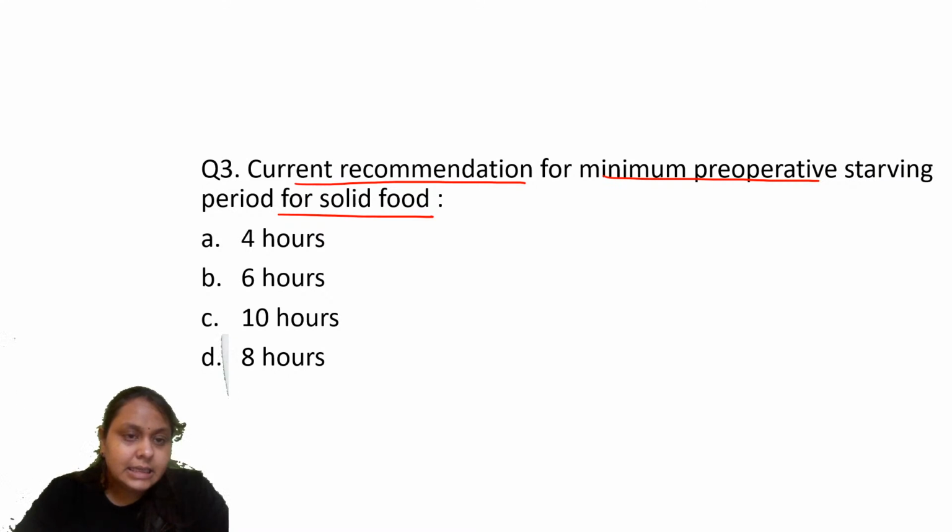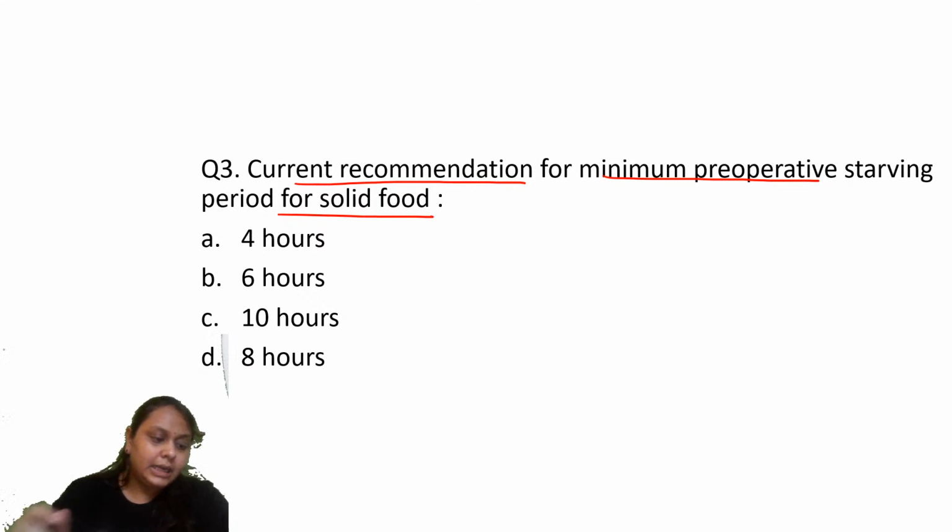Please let me know the question 3 answer. Current recommendation for minimum pre-operative starving period for solid food. What is the answer for this? Okay, time is up. For solid food, what is the minimum pre-operative period?